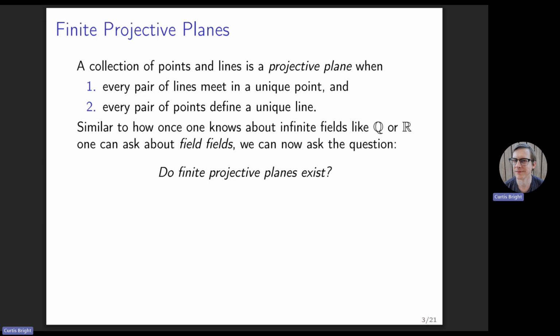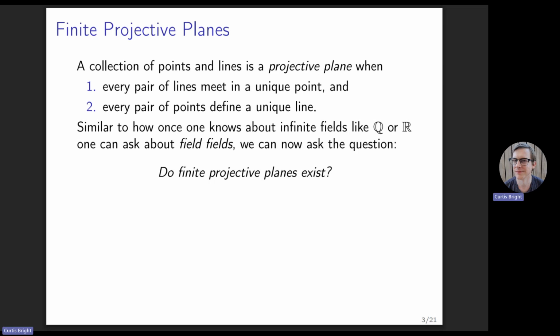And in a similar way, once you know about the real field or the rational field, these are infinite fields, you can ask the question, is there a model of the axioms of a field which is finite? And it turns out there are. Finite fields, we've heard a lot about them. Well, let's ask the same question. Do finite projective planes exist? Is there a finite set of points and lines which satisfy those 2 axioms?